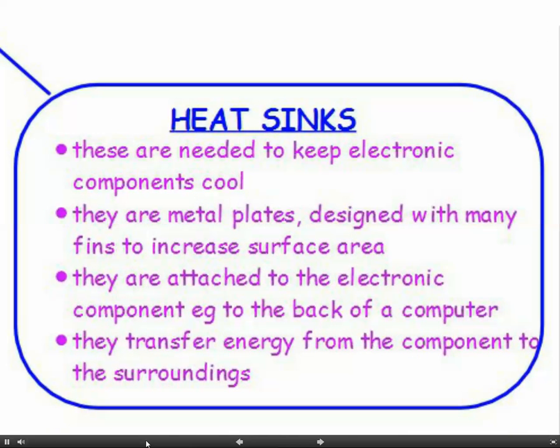Now, what are heat sinks? Well, these are needed to keep electronic components cool. They're metal plates which are designed with many fins to increase the surface area, and they're attached to the electronic component. For example, they'll be attached to the back of a computer or a television, and they transfer energy from the component to the surroundings. The idea is they help the component to lose heat and prevent overheating.